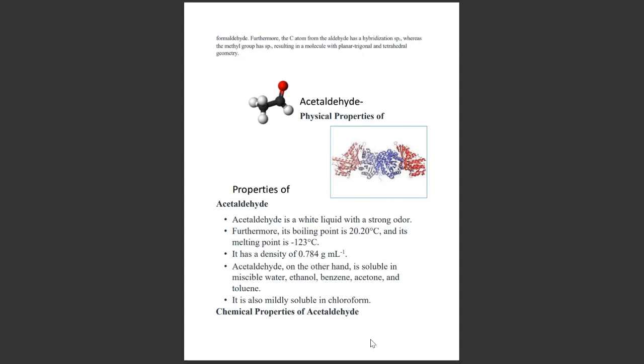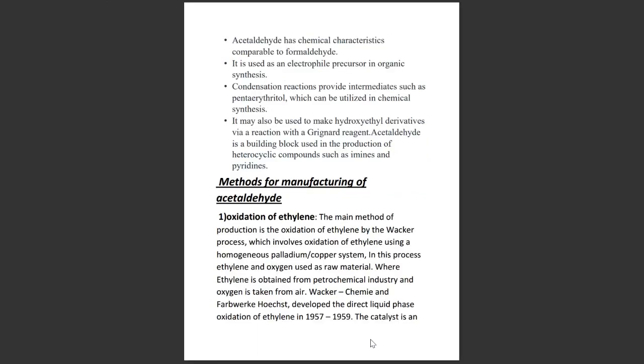Then we talk about the chemical properties of acetaldehyde. Acetaldehyde has electrophilicity comparable to formaldehyde. It is used as an electrophile precursor in organic synthesis. Condensation reactions provide intermediates such as pentaerythritol, which can be utilized in chemical synthesis. It may also be used to make hydroxyethyl derivatives by reaction with Grignard reagent. Acetaldehyde is a building block used in the production of heterocyclic compounds such as amines and pyridine.